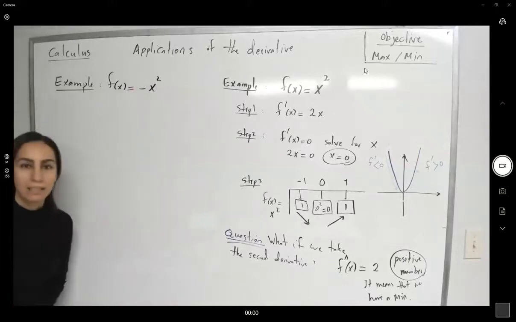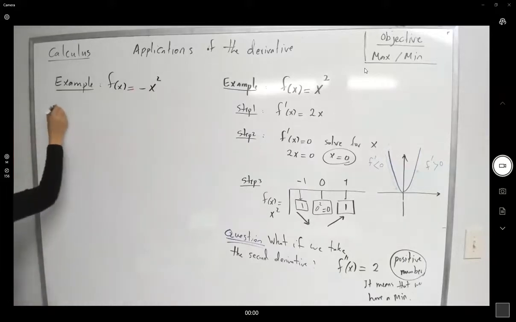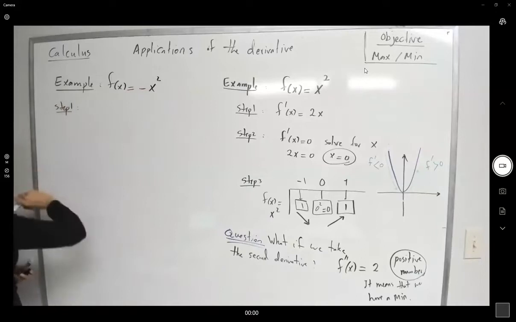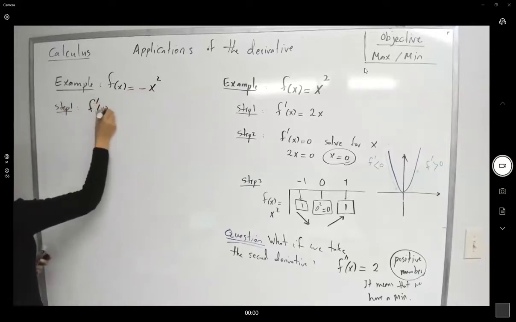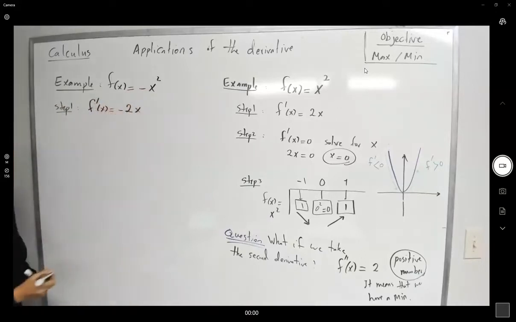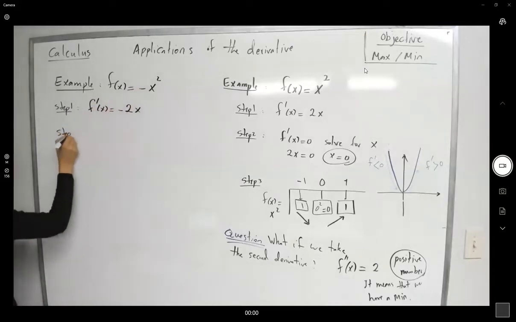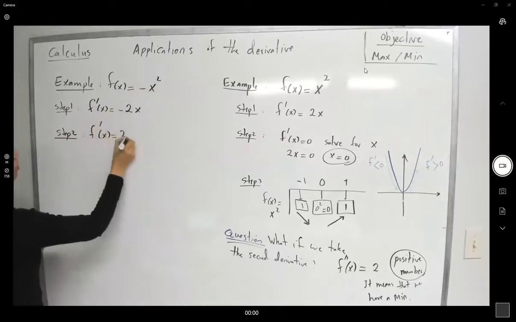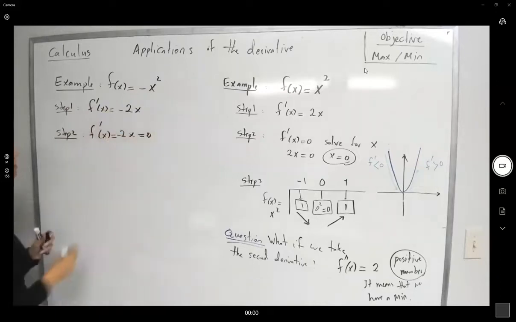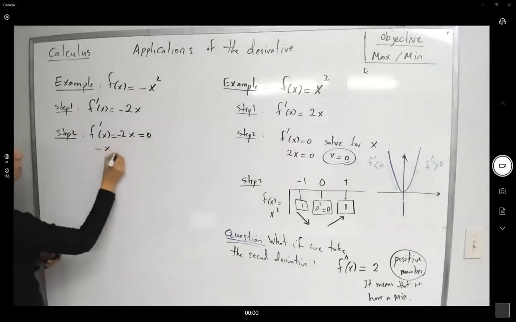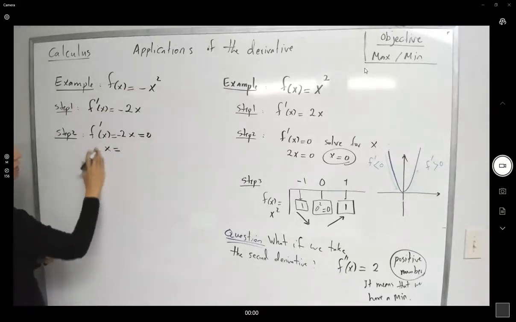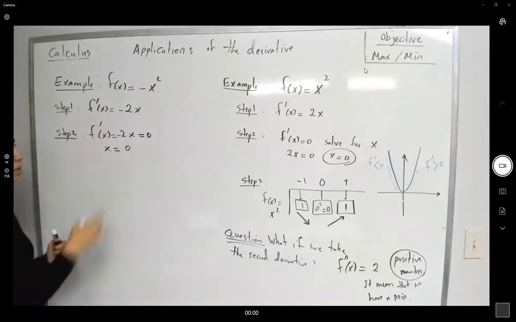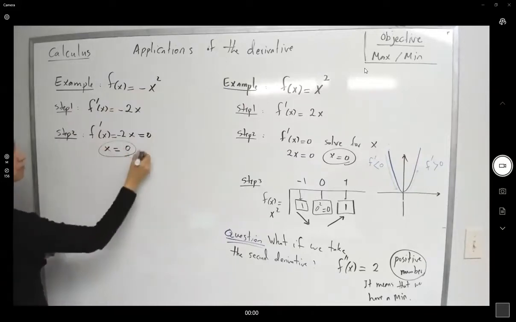Another quadratic function. Step 1, take the derivative. f prime of x is minus 2x. Step 2, you take the derivative and set it equal to 0. It's defined everywhere, so we're not actually worried. Negative 2x is equal to 0, or just x is equal to 0. This is my critical value.